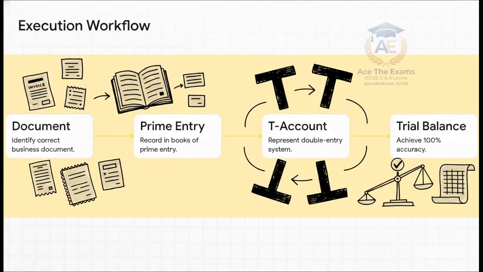To get that flawless execution, you have to follow an exact chronological workflow. It all begins with identifying the correct business document, like an invoice or a credit note. That acts as the source for your books of prime entry. From there, you move into your T accounts, and finally to a balanced trial balance. This is the exact sequence that gives you a seamless transition into the final financial statements.